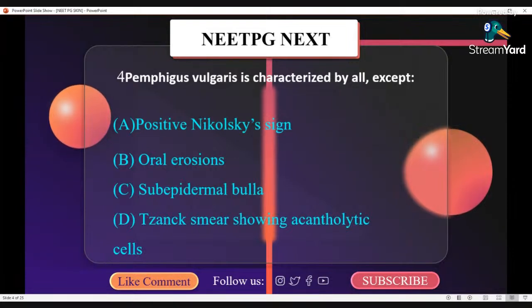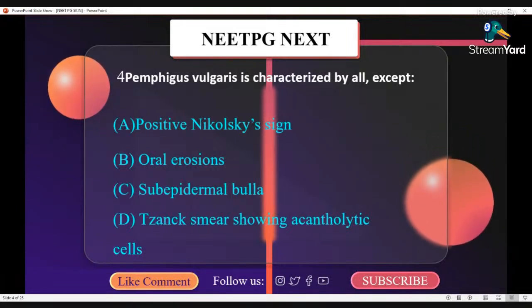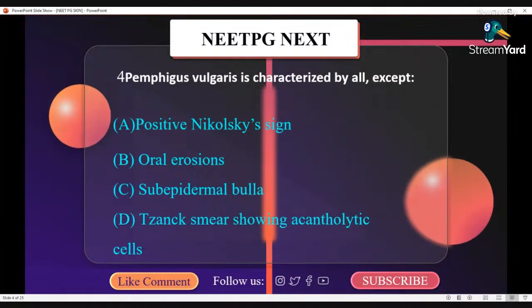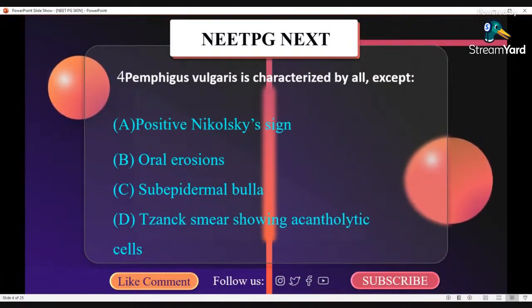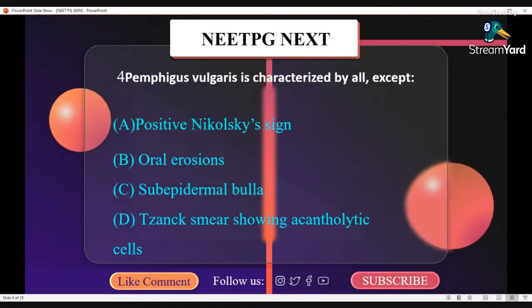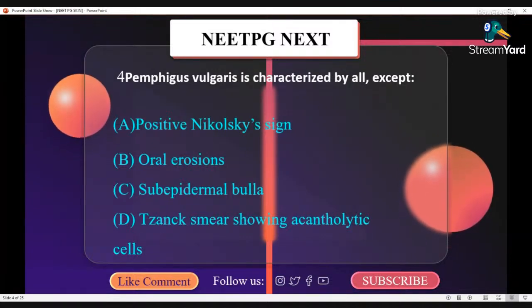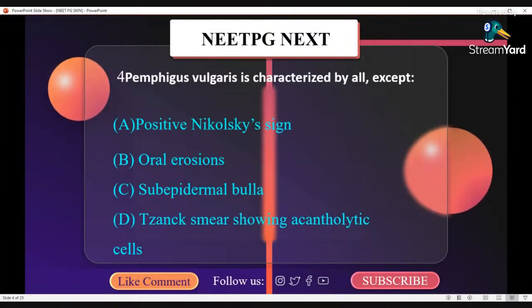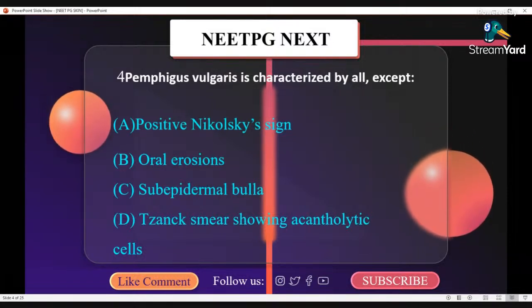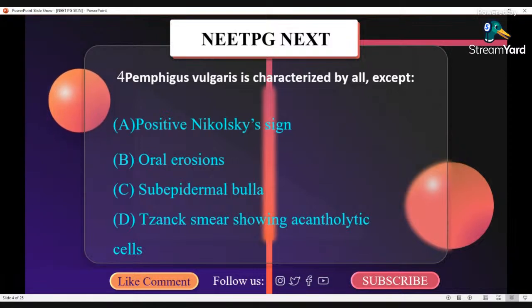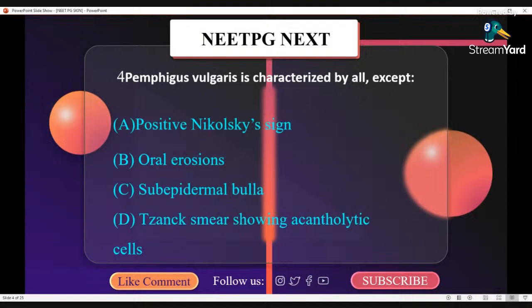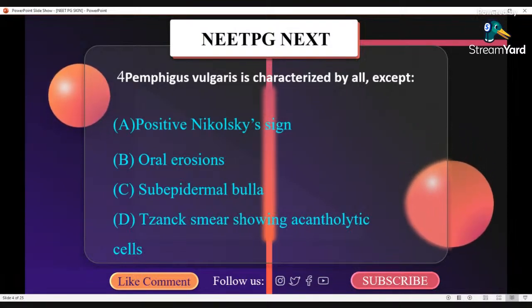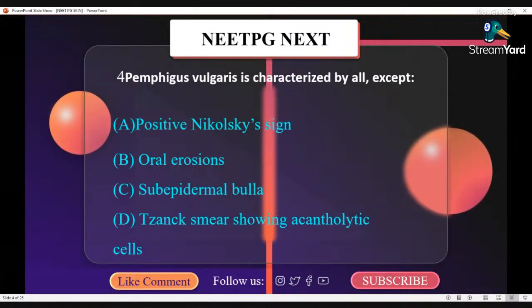There is severe pain. Oral erosions are there. So pemphigus is an autoimmune disease. Antibodies are directed against both desmoglein 1 and desmoglein 3 present in the desmosomes. Loss of desmosomes leads to loss of cohesion between the keratinocytes in the epidermis and disruption in the barrier function served by intact skin.